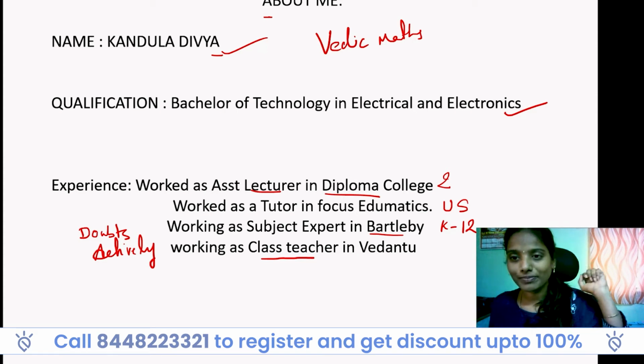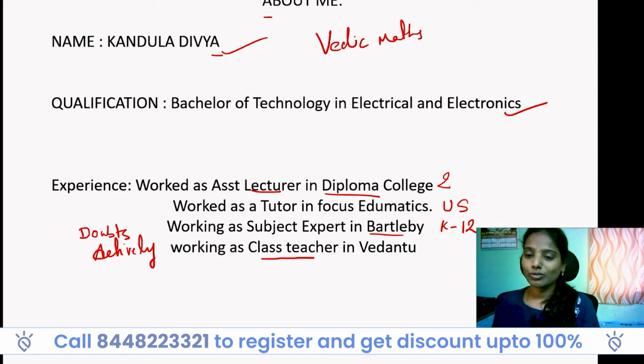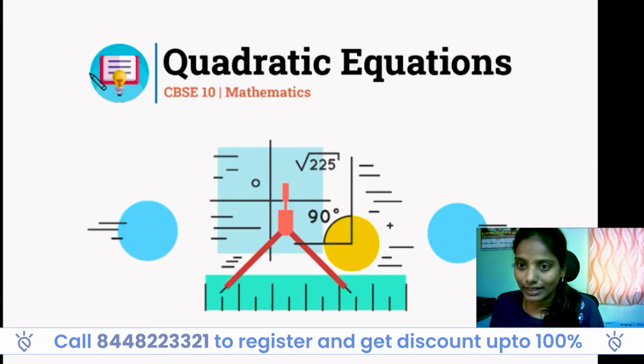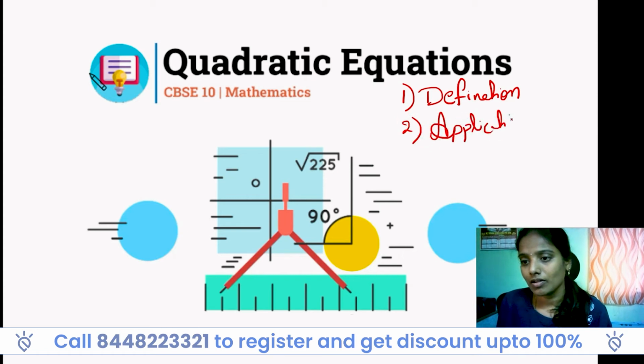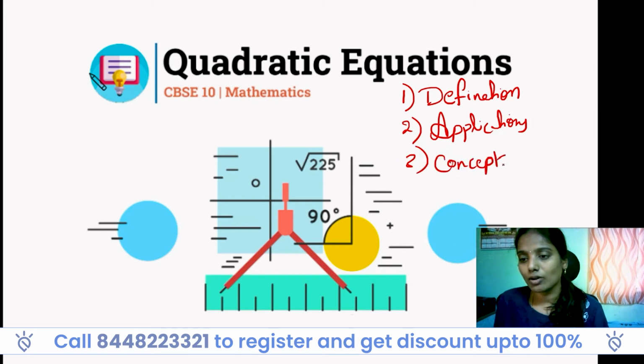So are you ready? Okay. So yes, today we are going to talk about quadratic equations. Now I'm going to explain these quadratic equations in 3 sections. One is definition, the second one is applications, and the third is concepts. What are the concepts included in quadratic equations? So coming to definition, what is the definition of quadratic equation?